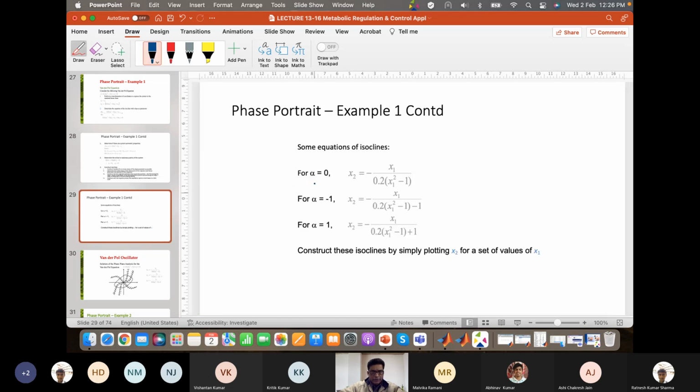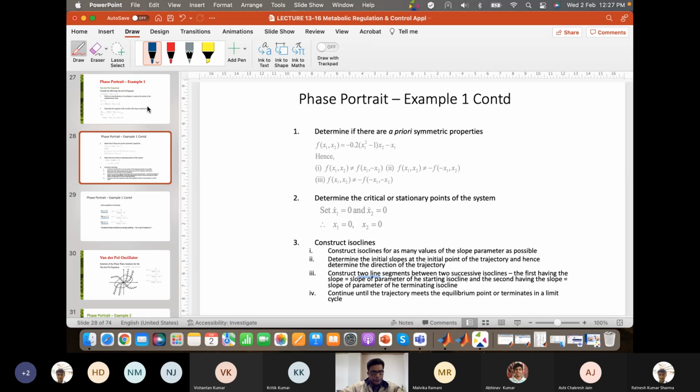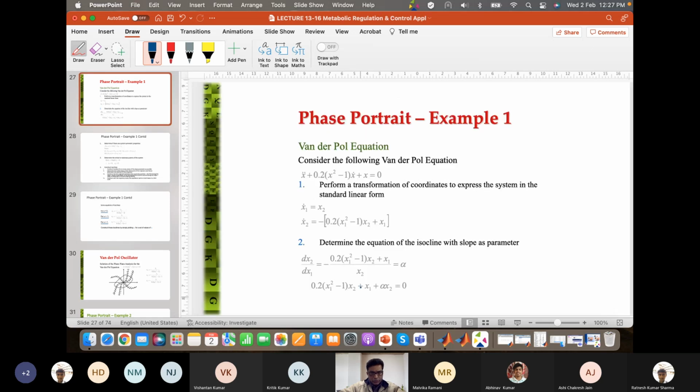I already had predefined the alpha here. So if I put alpha equal to 0, then I get this equation. Alpha equal to 1, I get that equation. Sorry, minus 1, and alpha equal to 1, I get this equation. And if you go back one more step, I need this other equation also, which I'm going to bring back here.